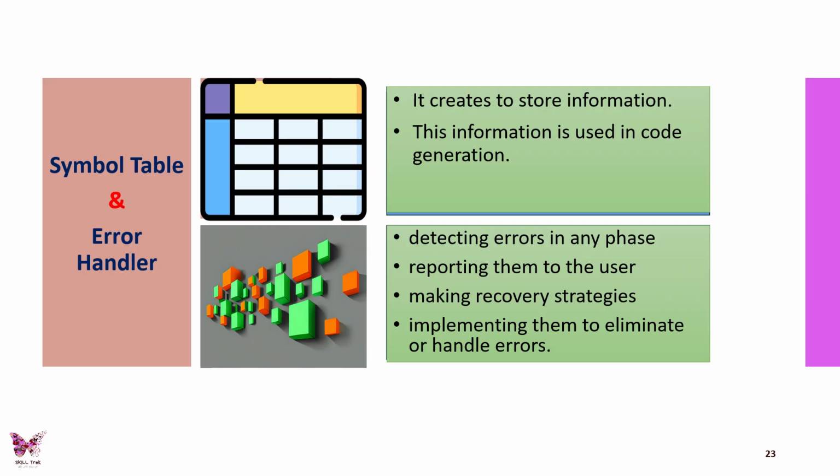To support these phases of the compiler, a symbol table is maintained. The task of the symbol table is to store identifiers and variables used in the program, and this information is used in code generation. And the next one is error detection and handler. In compilation, each phase detects errors. These errors must be reported to the error handler whose task is to handle the errors so that the compilation can proceed. Normally, the errors are reported in the form of messages.